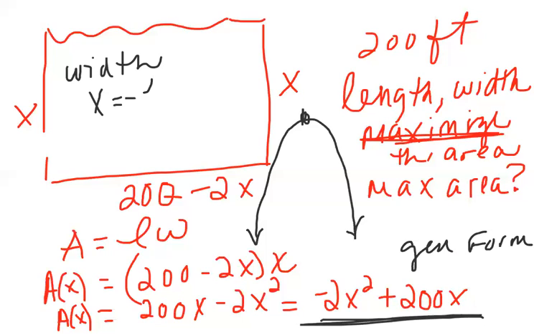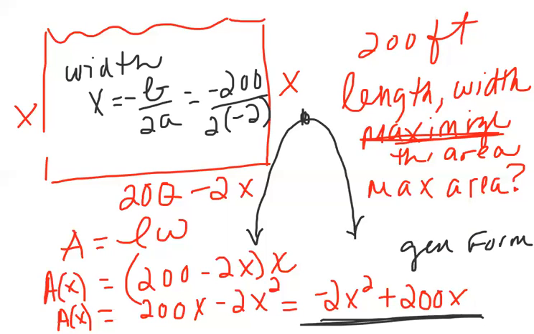So how do you find the x value of the vertex? We use the opposite of b over 2a. The b value here is 200. So we do negative 200 over 2 times negative 2. You want to work this out. Basically, negative 200 divided by negative 4. And this is going to simplify to 50. So essentially, the width is 50.